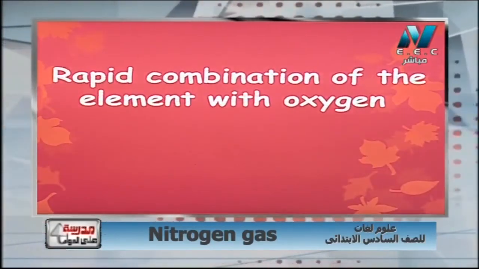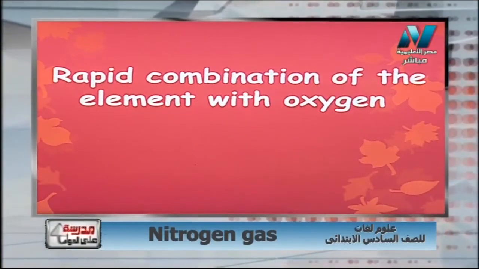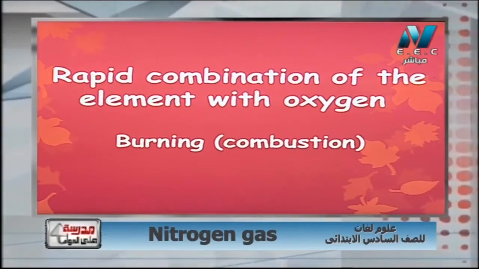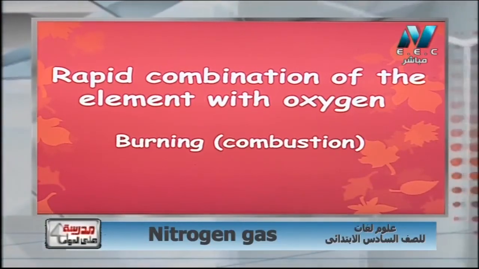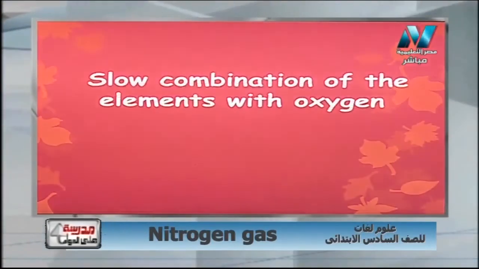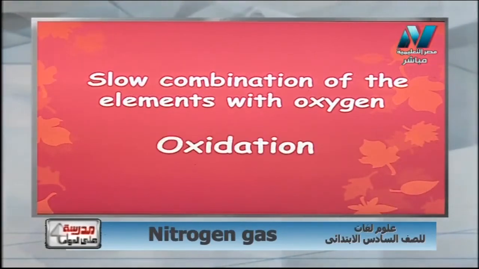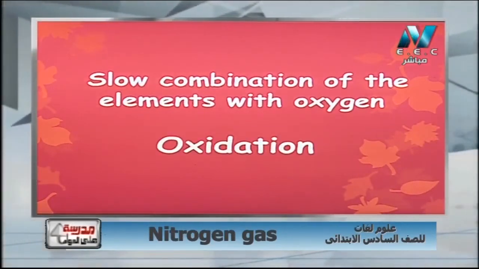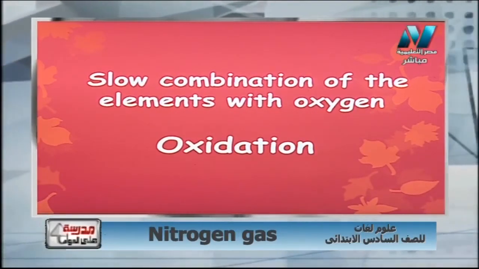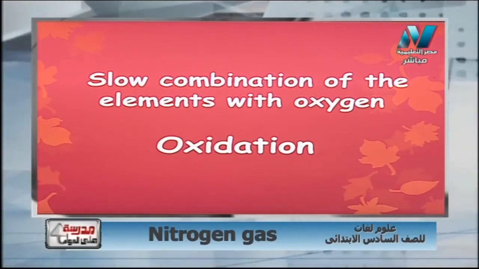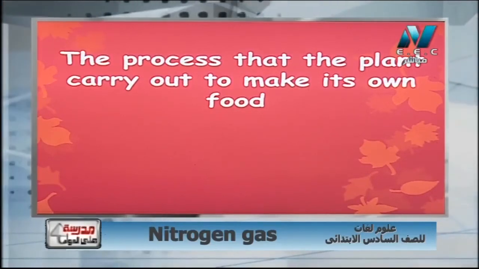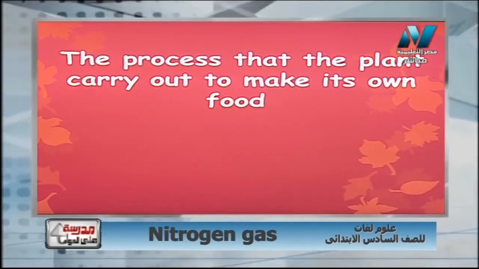Rapid combination of the element with oxygen. Sure, it will be burning or combustion process. اتحاد سريع للعنصر مع الأكسجين هو الاحتراق. لكن في اتحاد بطيء slow combination of the element with oxygen. طبعا ده عارفين هو oxidation such as rusting الأكسدة أو الصدى. Again, slow combination of the element with oxygen, it will be oxidation process. Another question. The process that the plant carry out to make its own food.